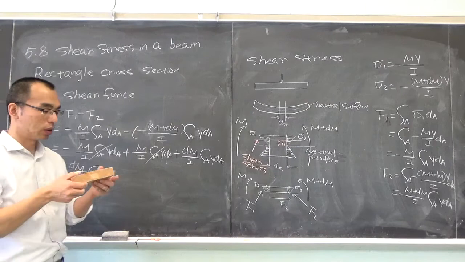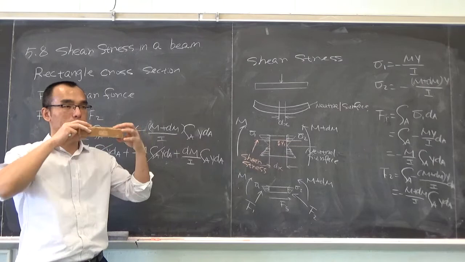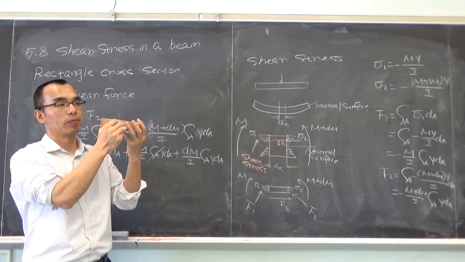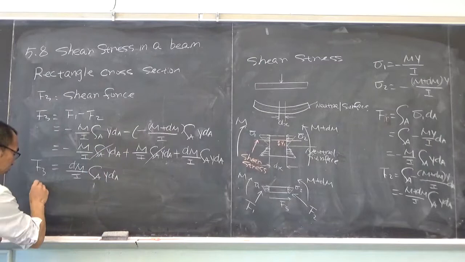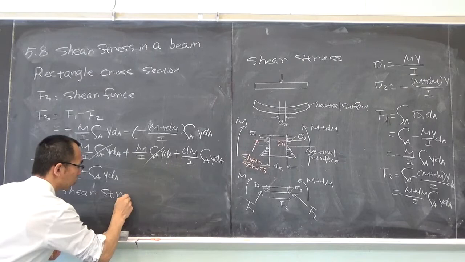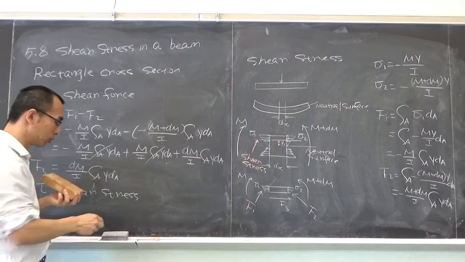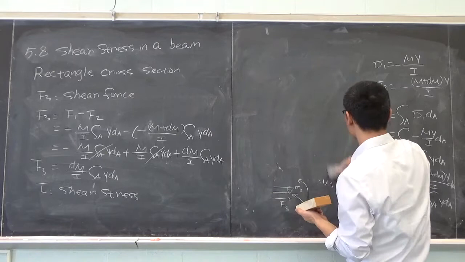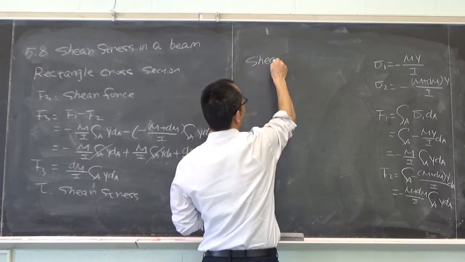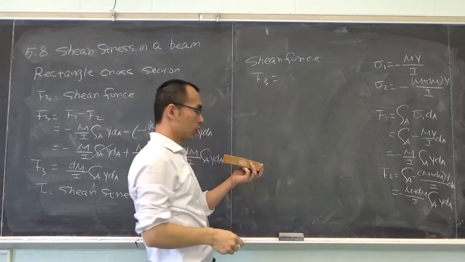Like, you know, I bend this block, right? So I bend this block. So that's a shear force at any surface, right? If we define the shear stress as tau, the total shear stress in this direction, right? So if we have this shear stress, then the total shear force will be what? So shear force F3 will be the shear stress multiplied by area, right?